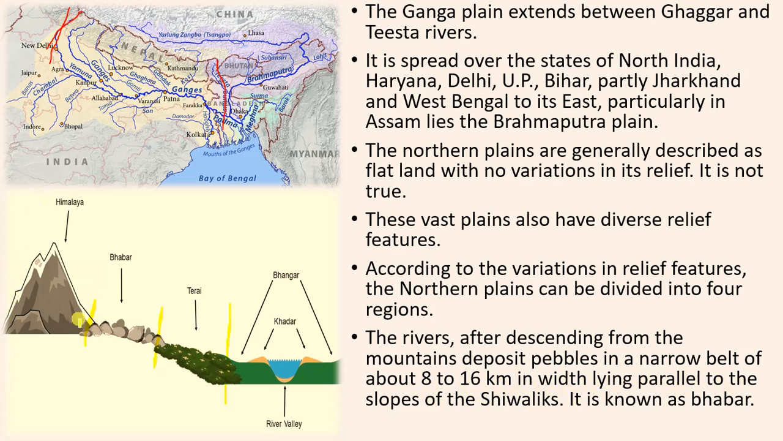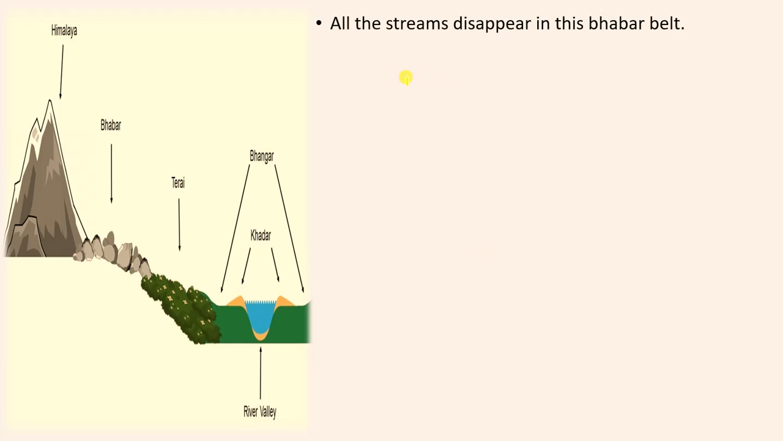So suppose this is a Shivalik range, according to this figure and in the map, at this foothill of the Shivalik, this type of pebbles are deposited by the rivers, and after the deposition of these pebbles, the river is able to move through the pebbles due to the larger gaps, and the river becomes invisible in this area. All the streams disappear in this Bhabar belt.